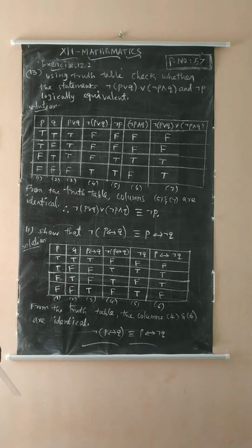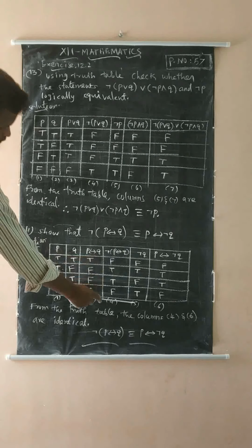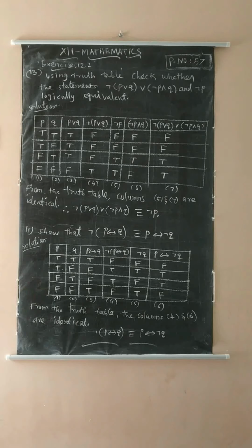And the next, see P biconditional negation Q. Take the first column and the fifth column through the biconditional rule: both the same truth value. First one is not the same, so false. Second one is the same truth value, so true. Third one is false, false, the same truth value, true. The rest are false. From the truth table, columns 4 and 6 are identical. Therefore negation of (P biconditional Q) equals P biconditional negation Q. That is problem 11.